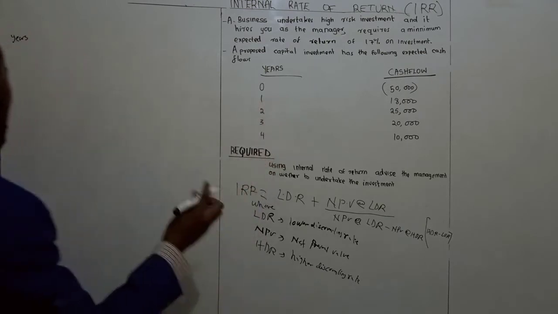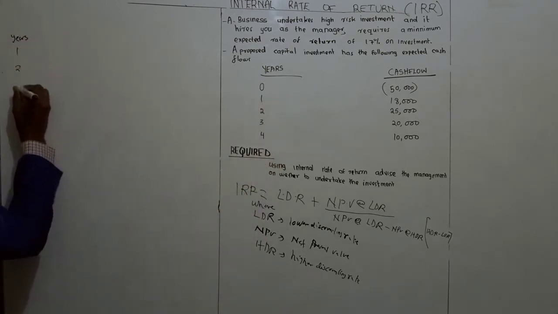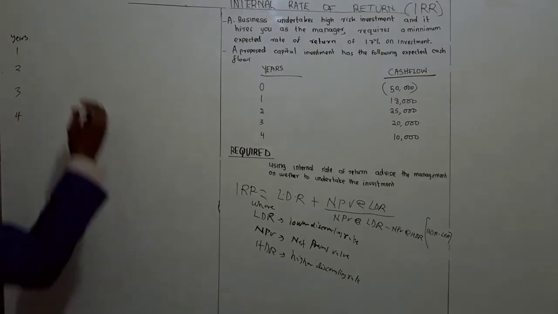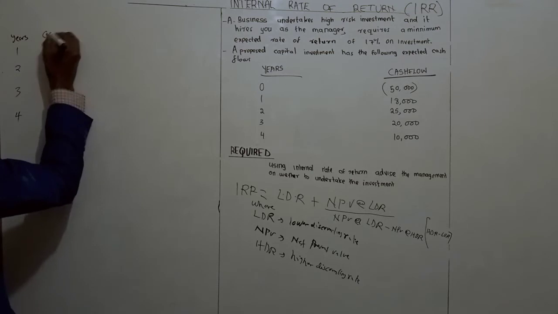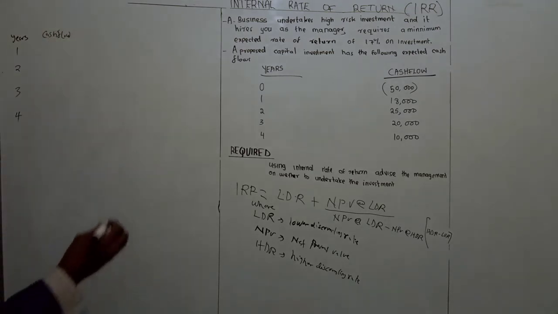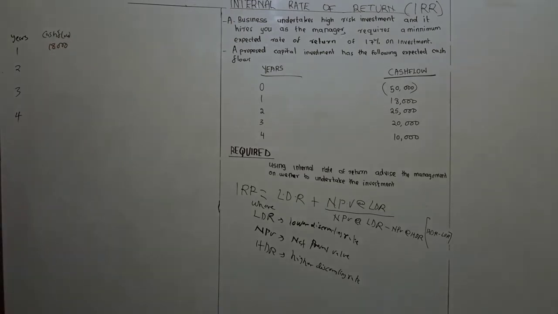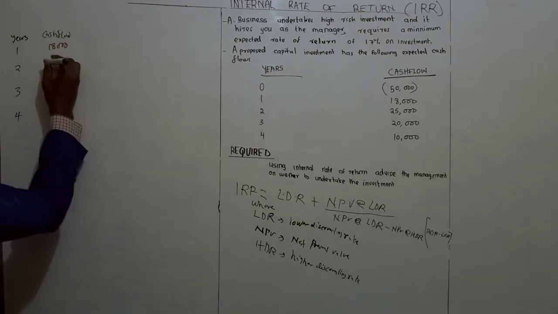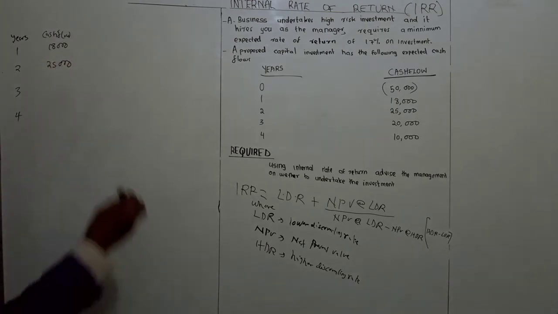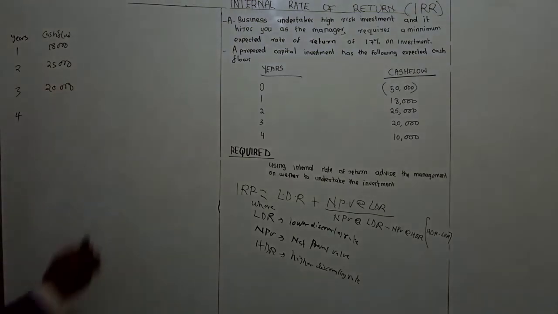But we can begin with year 1. So we have year 1, year 2, year 3, year 4. After the years, we have the cash flow. The cash flow for year 1 is 18,000. The cash flow for year 2 is 25,000. The cash flow for year 3 is 20,000. The cash flow for year 4 is 10,000.